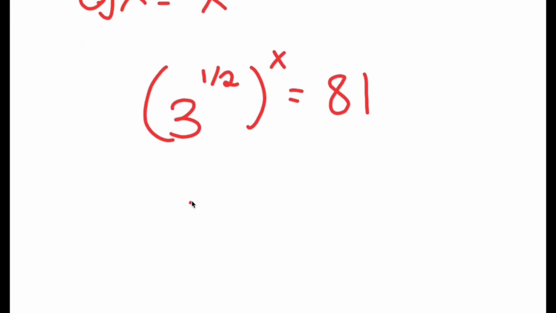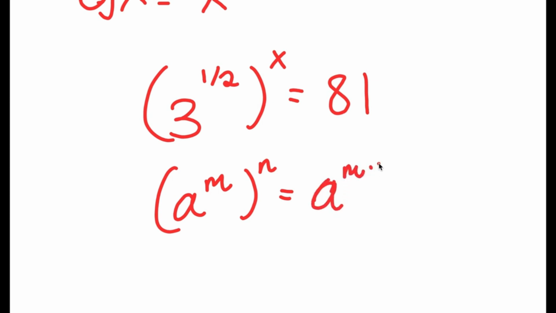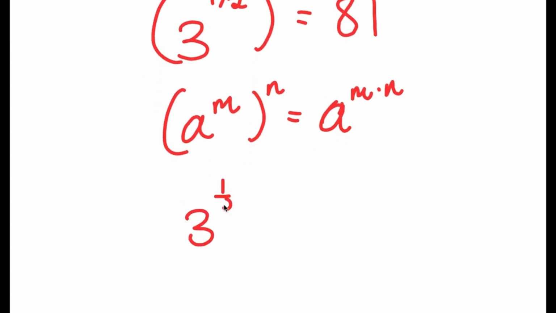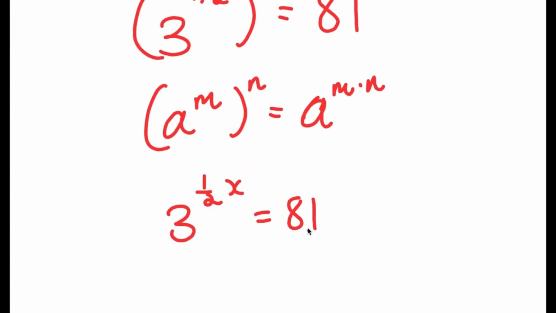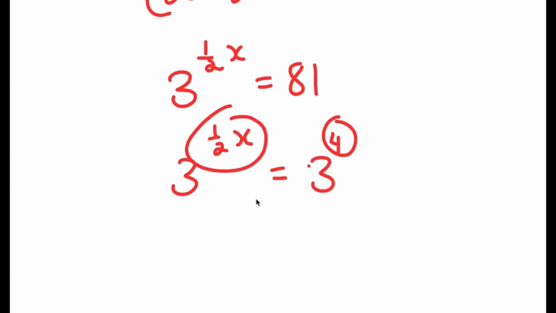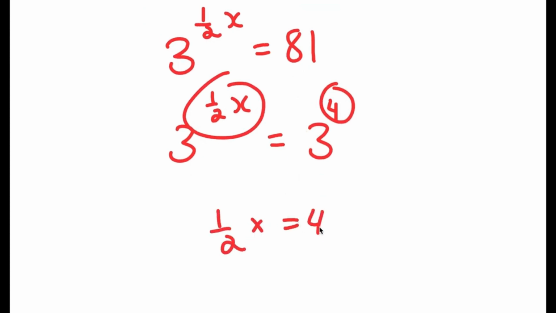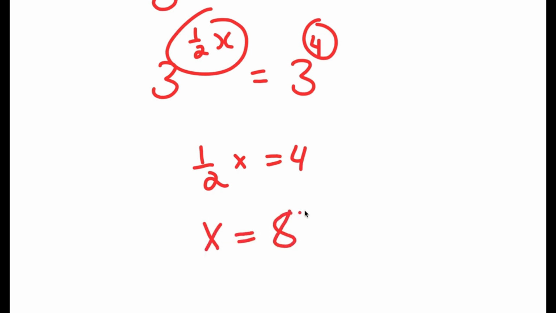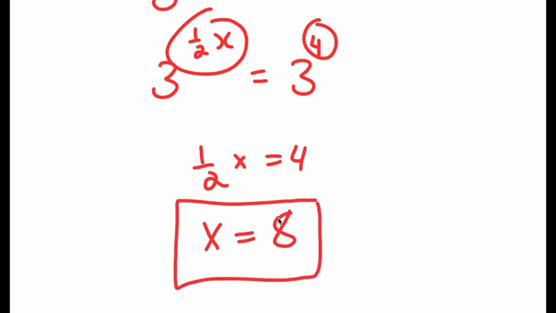Now, if I have something in the form a to the power of m to the power of n, this is equal to a to the power of m times n. So 3 to the power of 1/2 to the power of x is going to equal 3 to the power of 1/2 times x, which is simply 1/2 x. And this is equal to 81. Now, 81 is the same thing as 3 to the power of 4. So now I have 3 to the power of 1/2 x is equal to 3 to the power of 4, and this means 1/2 x is equal to 4, and x is equal to 8. So 8 is my answer.